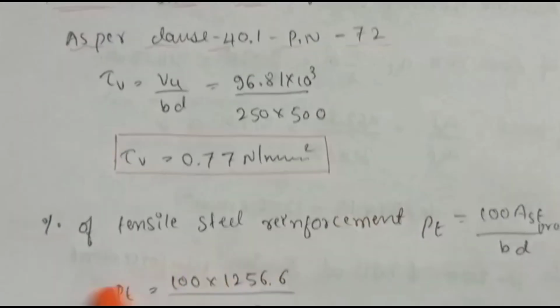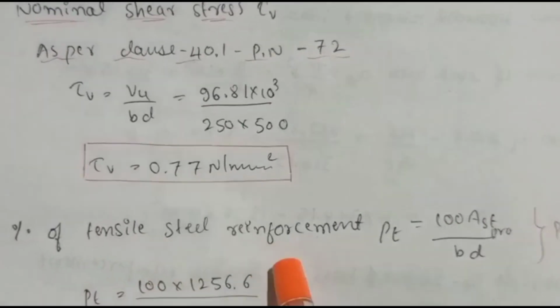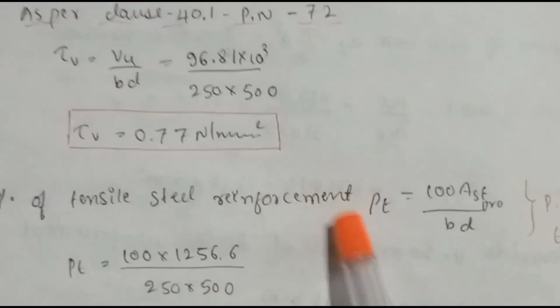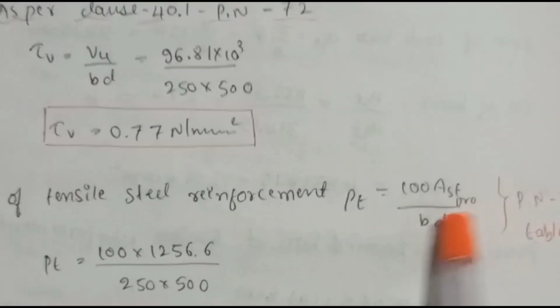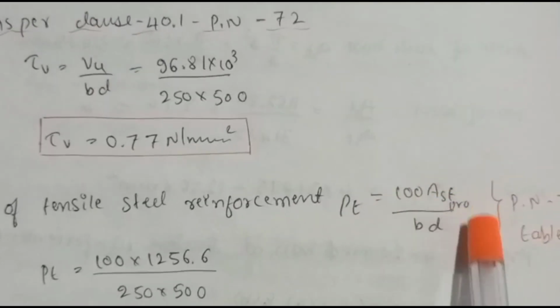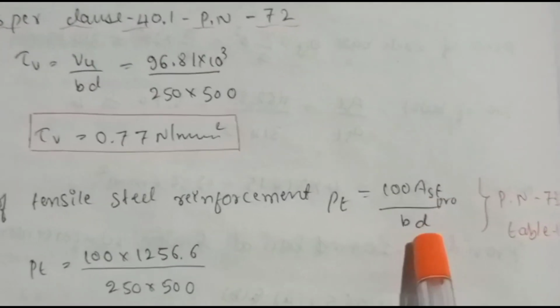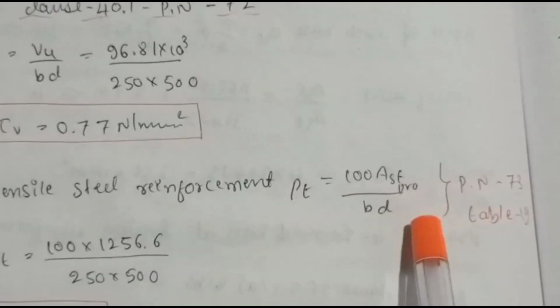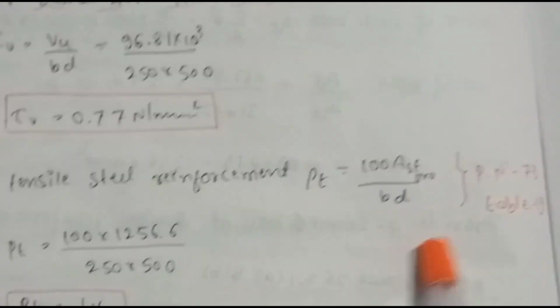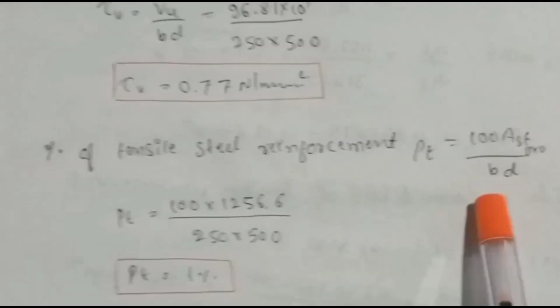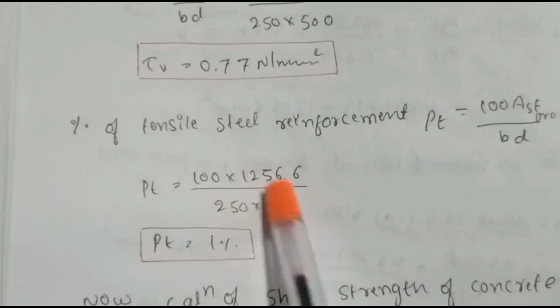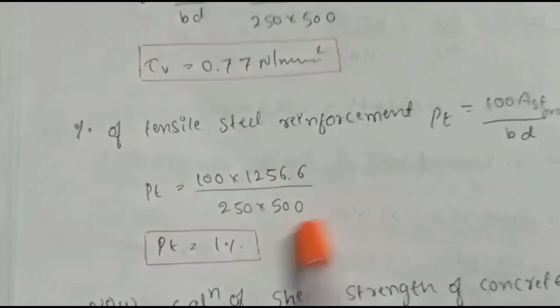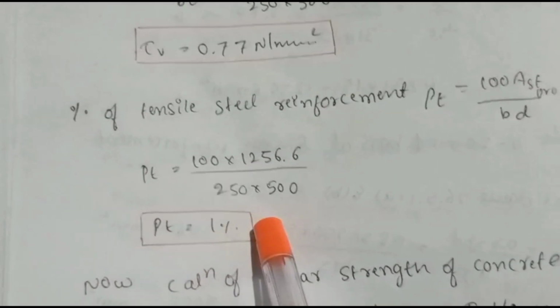After this, we'll go for the percentage of tension steel reinforcement, that is denoted as PT. For this, we have the formula 100 into A st provided divided by B into D. This formula is given on page number 73, table number 19. So substitute all the values, simplify this, we'll get PT is equal to 1%.